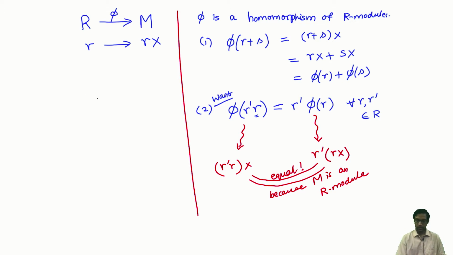Okay, now what else can we conclude about this? So first property: phi is an R module homomorphism. Second property: phi is onto. Why is that? Because M was given to be cyclic. We were given this property, right, that every element of M is of the form r times x for some r. X is the fixed element, remember. So this is since M is cyclic.